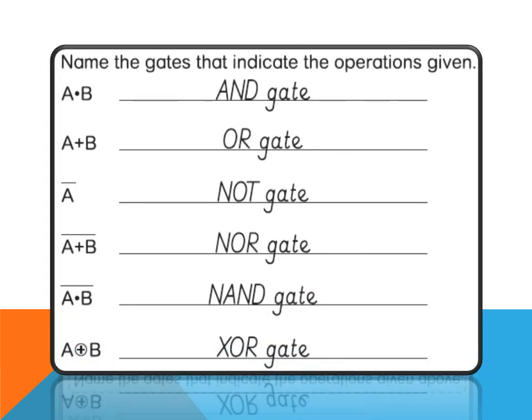So these are the answers. A dot B is the output of the AND gate. A plus B is the output of the OR gate. A bar, as I already told you, is the output of the NOT gate. A plus B whole bar is the output of the NOR gate. A dot B whole bar is the output of the NAND gate. And A within a circle plus B is the output of the XOR gate. So that already gave you a hint that in our next class we are going to discuss the XOR gate.